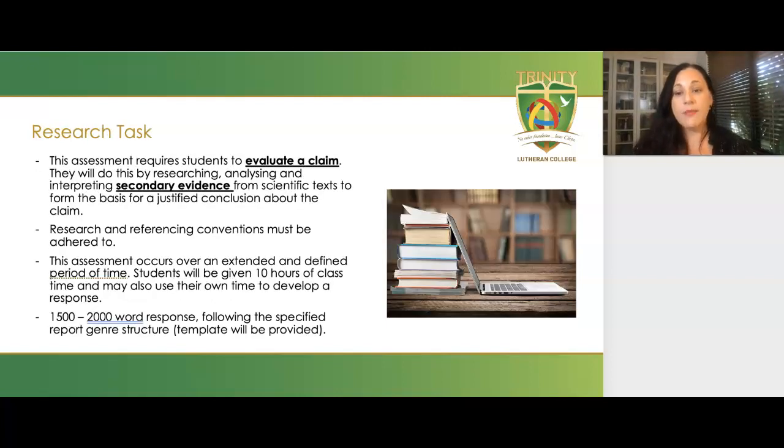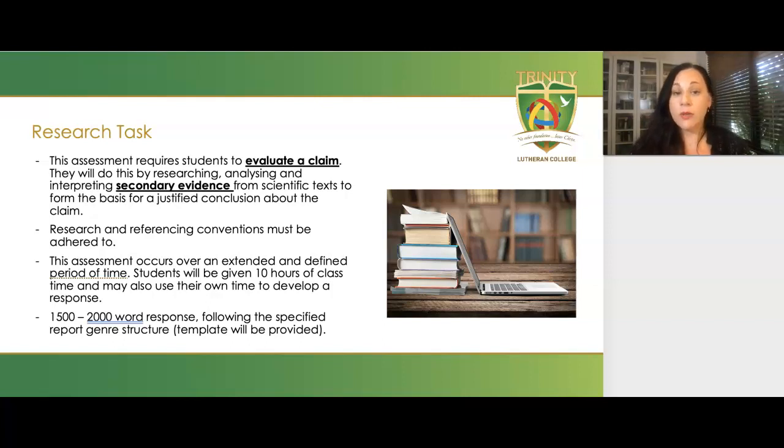The next assessment item is a research task. We'll be completing that at the end of term 1, early term 2. It requires you to evaluate a claim and then collect secondary evidence. So textbooks, research journal articles, internet research, in order to evaluate whether the claim is correct or not, and what the evidence is supporting or negating it.